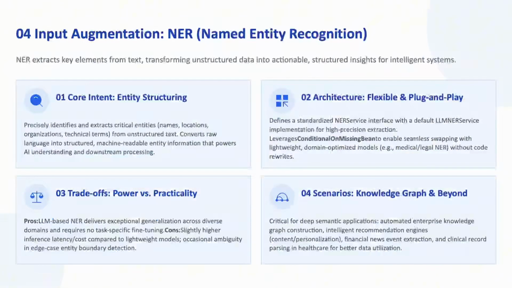Now we move to the core input augmentation module, named Entity Recognition, or NER. The core goal of NER is extracting critical key elements from unstructured text, converting plain language into structured, machine-processable data to support all downstream intelligent logic. Its core design positioning has four dimensions. First, core intent, entity structuring. Accurately identify and extract high-value entities, including proper names, locations, organizations, and domain technical terms, translating free text into standardized machine-readable entity data for AI comprehension.